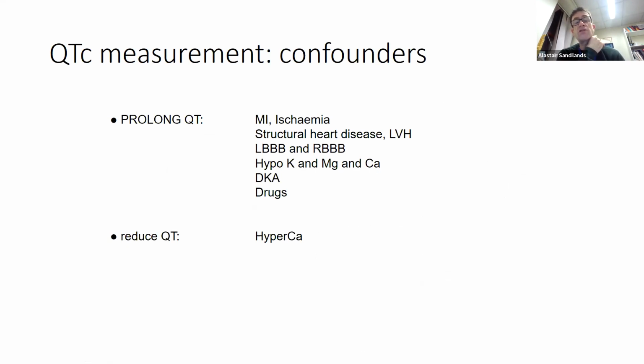Where there are instances, again, of abnormal repolarization, such as structural heart disease, left ventricular hypertrophy. Obviously, where there is prolonged QRS already, you'd expect to measure the QT interval to also be prolonged, such as left and right bundle branch block. So specifically, the QT interval can be prolonged where there is hypo or low levels of potassium, magnesium, and calcium.